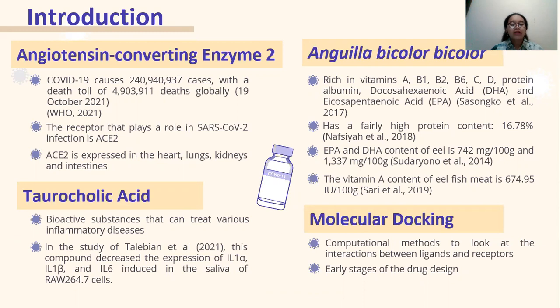The majority of the ACE2 is found in the lungs because it is expressed by the type 2 alveoli as much as 83%, causing the lungs to be an organ that is very susceptible to SARS-CoV-2 infections. The infectious process will cause inflammations. One of the compounds that can be used to treat inflammatory diseases is taurocholic acid.